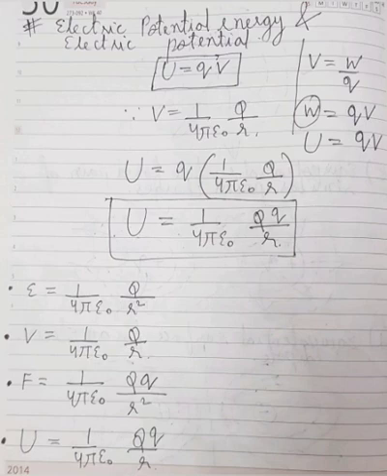For example, electric field is 1 upon 4 pi epsilon naught q by r square, whereas V is equal to 1 upon 4 pi epsilon naught q by r, not r square. And similarly for force it is 1 upon 4 pi epsilon naught q by r square, while for potential energy it is 1 upon 4 pi epsilon naught q by r, it is not r square.